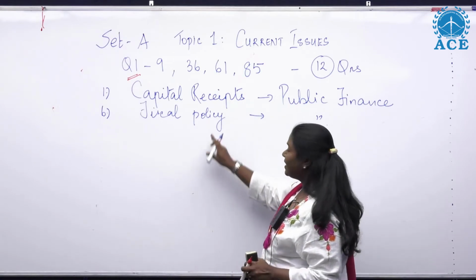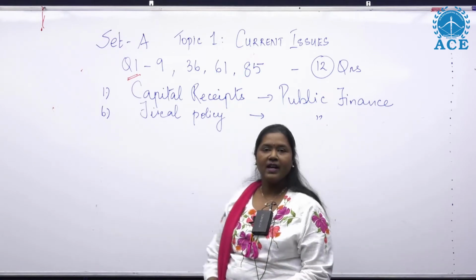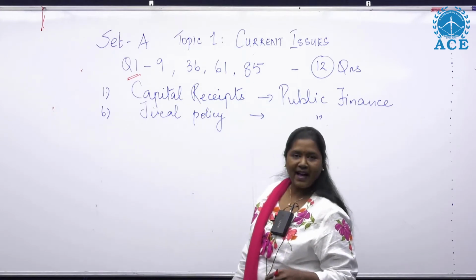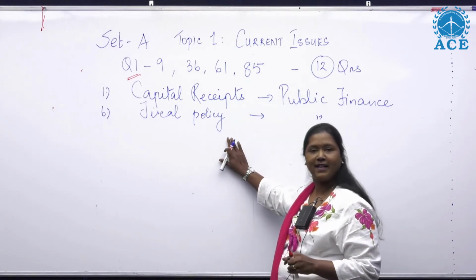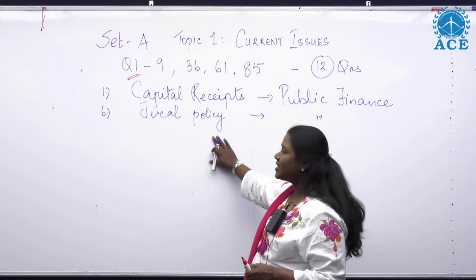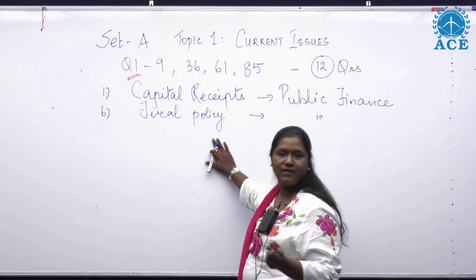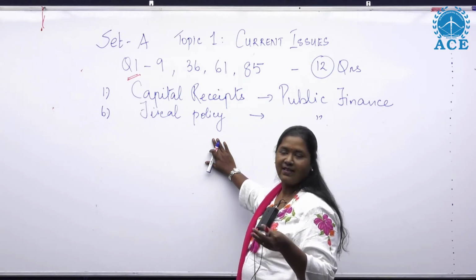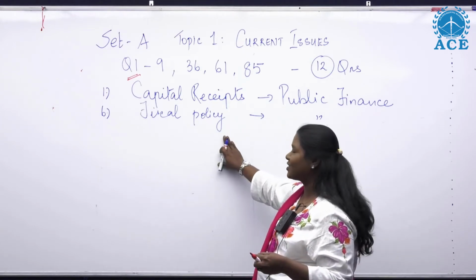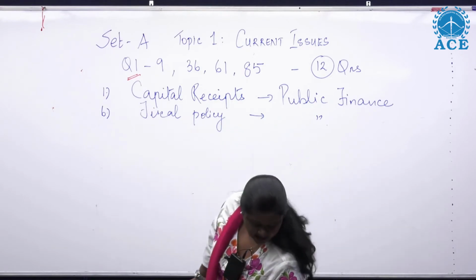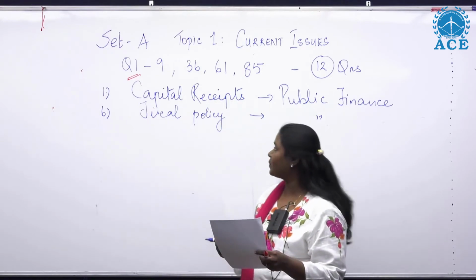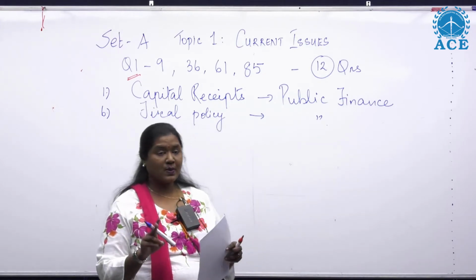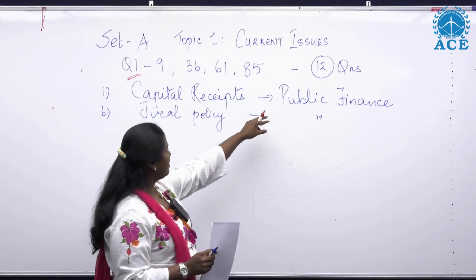Fiscal policy, remember in class I was talking about monetary policy and fiscal policy. Monetary policy is given by RBI, fiscal policy is given by the government, the Ministry of Finance. The objective of fiscal policy is to control fiscal deficit so that we have a stable economy. This was the statement which I gave you in class. So, we are done with question number 1 and question number 6. There were 2 questions this time which came from the topic public finance.